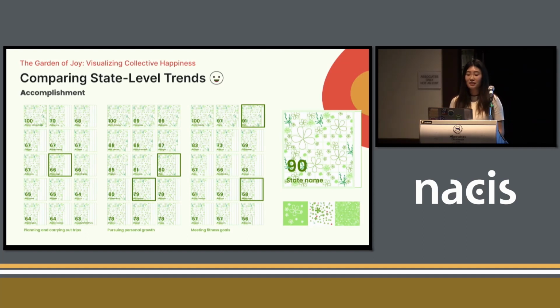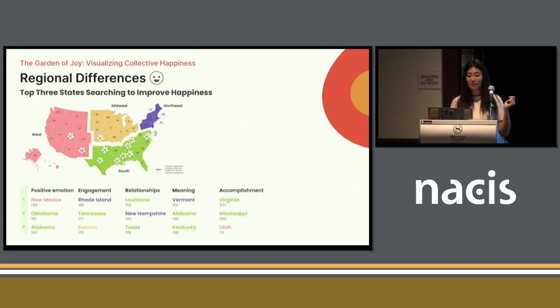I use the garden as a metaphor for this visualization as I associate the outdoors and nature with happiness. It's also a metaphor that brings joy to me. So we can also see here that some states like Utah and Mississippi are ranked pretty high in all or most of the top 3 accomplishment examples. However, in this graph, it's really hard to see this high-level trend.